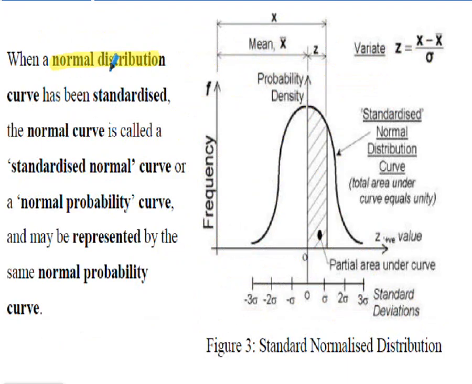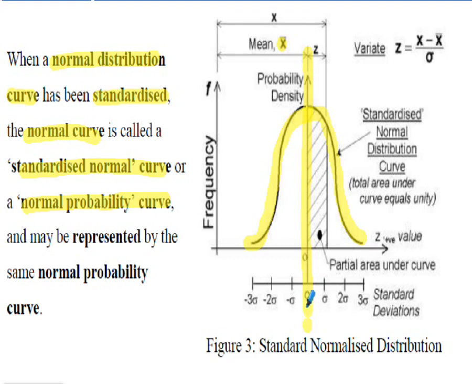When the normal distribution curve is standardized, the normal curve is termed the standardized normal curve, or the normal probability curve. This is shown here. Again, we've got our bell shape of our normal distribution curve. Our x bar is the middle of the curve, but that's at 0 variate. The z value is 0 here.